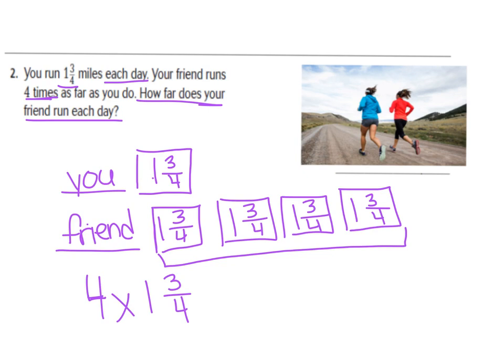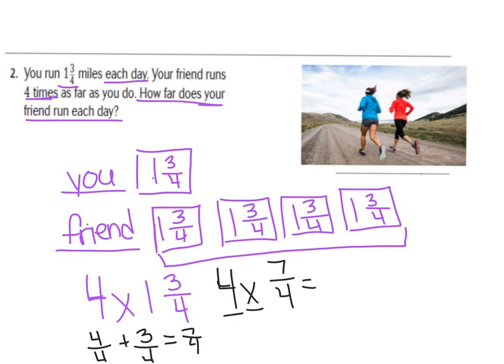3/4. Well, we know in order to solve this problem, we are going to need to rewrite our mixed number as an improper fraction. So I know that 1 3/4 is equal to 7/4. So I'm going to rewrite my problem using that 7/4. So now we have 4 times 7/4.